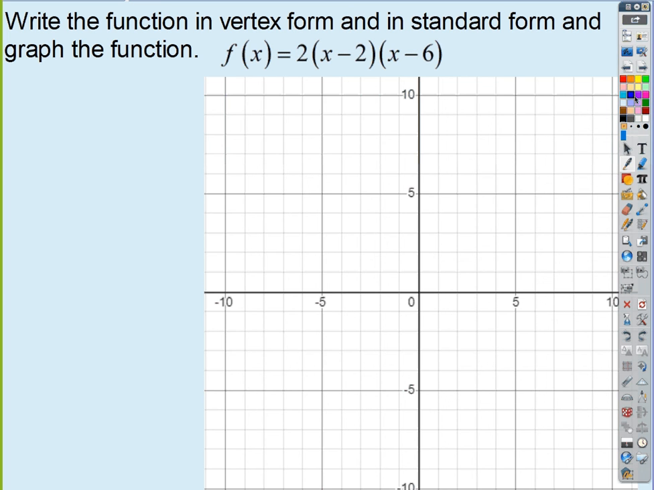So we found P was 2, Q was 6, so H is halfway in between, which is 4, and when we plugged that in, we got negative 8. So look, I've got x-intercepts at 2 and 6. My vertex is at 4. When I plug it in, I got negative 8. So there's my function.